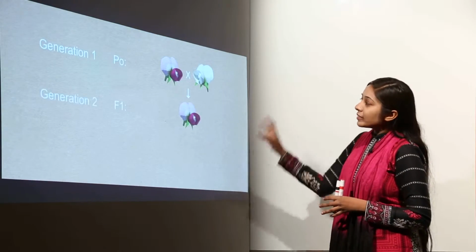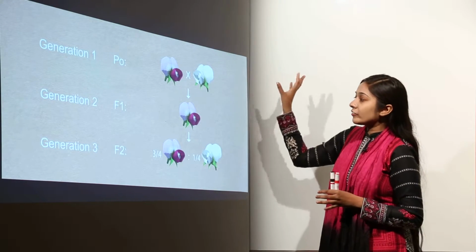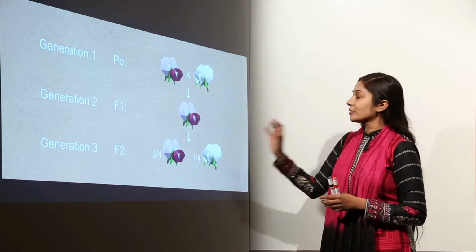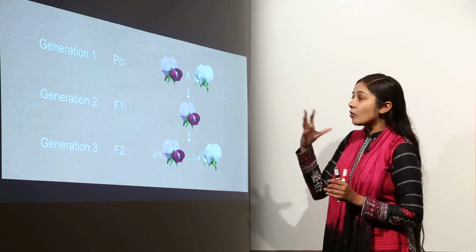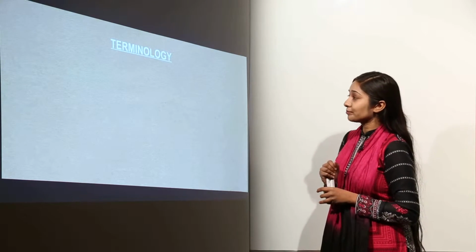When Mendel did experiments, he did his experiments for 3 generations. First generation, second generation and third generation. Let us begin with how Mendel performed his experiments, but before that let's have some terminology.